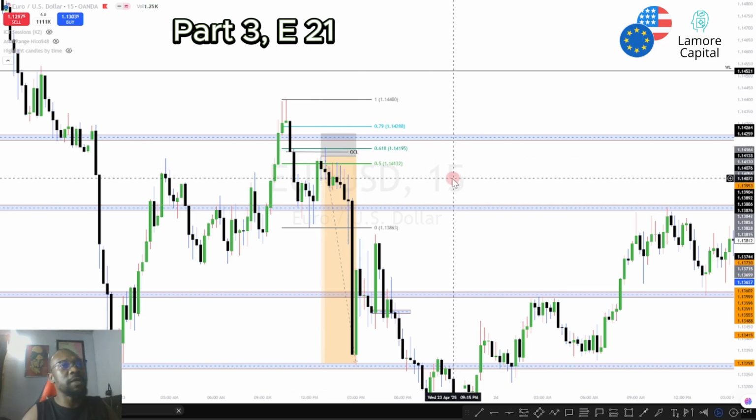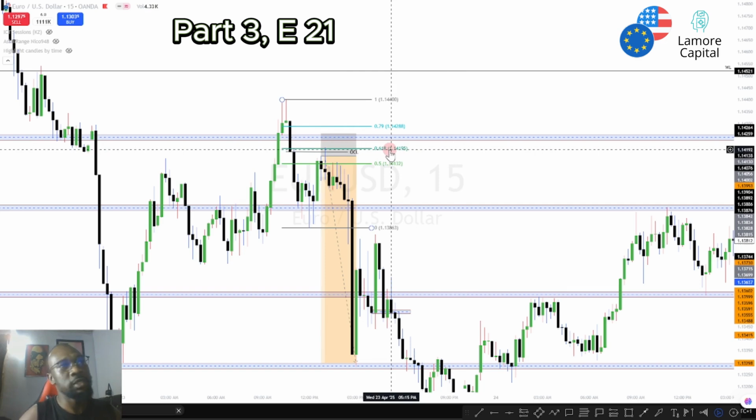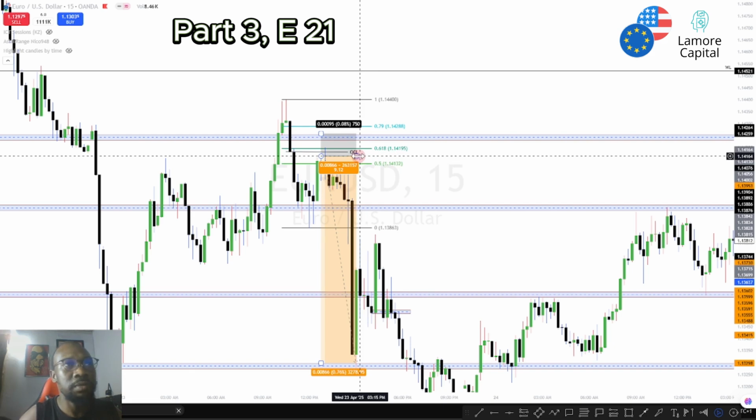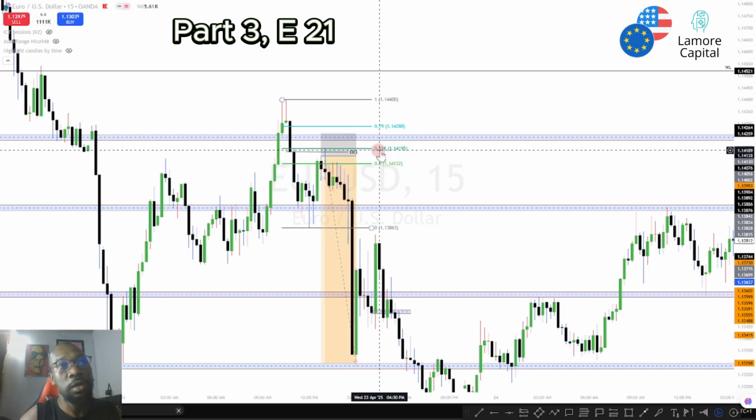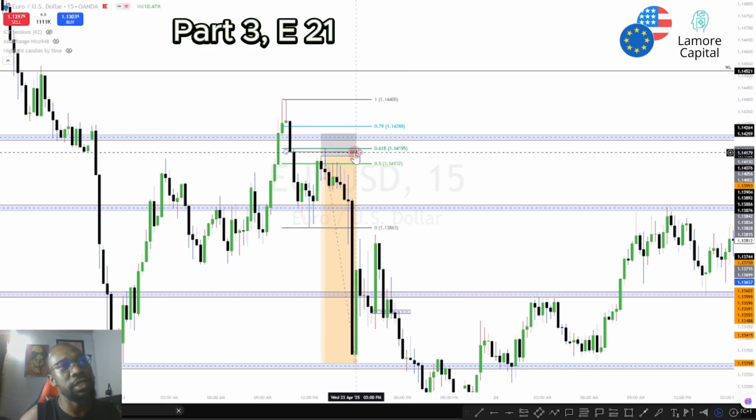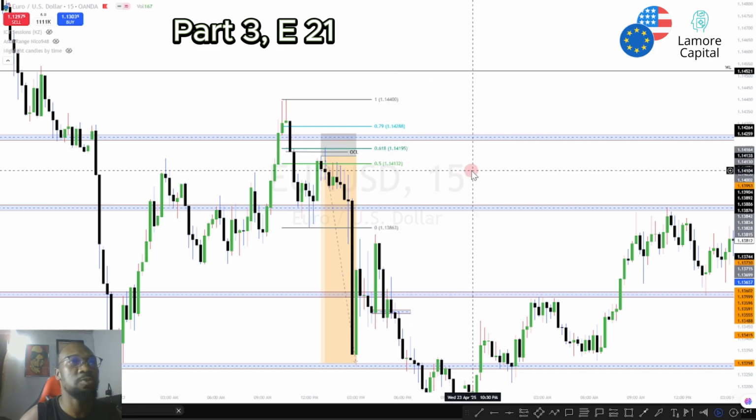So in this setup, we use 2 confluences. We use the Fibonacci retracement tool and we use our OCL to confirm this entry. I used a sell limit on this zone because I saw 2 confirmations: the Fibonacci level of 0.618 and an OCL near liquidity. This OCL is the one closest to liquidity. That's why I used this OCL and my 0.618 level.